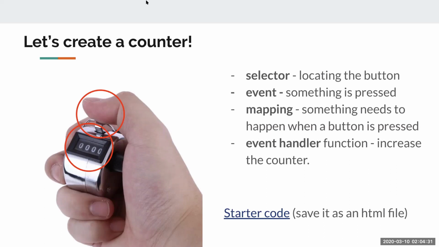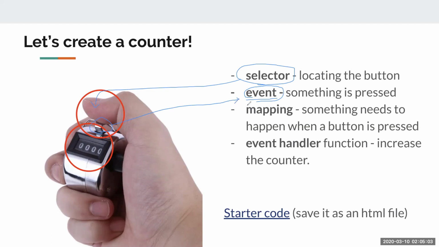The first thing is selector. Let me check if I can annotate. Selector, which is basically locating the button. Selector is kind of like locating your finger to the button. And then event is what happens to the interface. So if this button is clicked or pressed, more precisely, that's going to be the event.